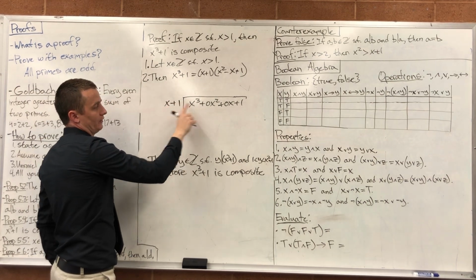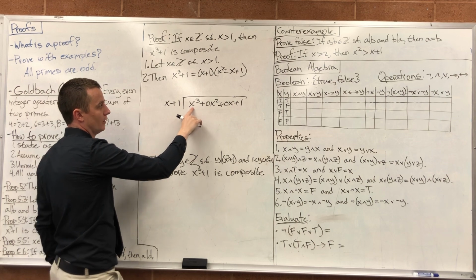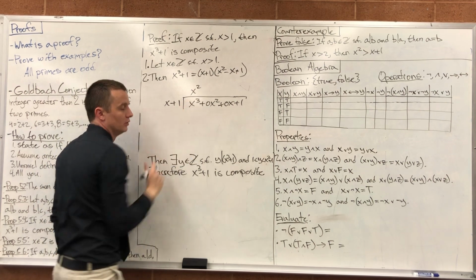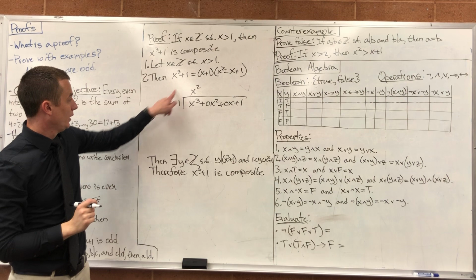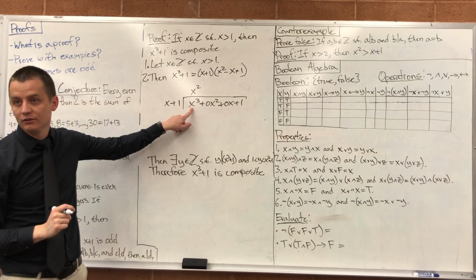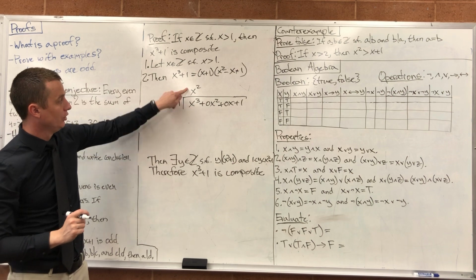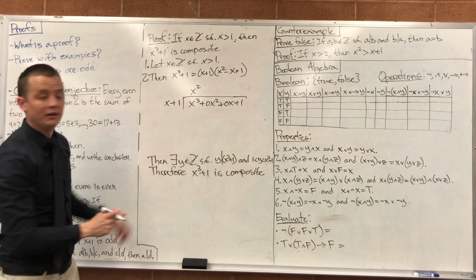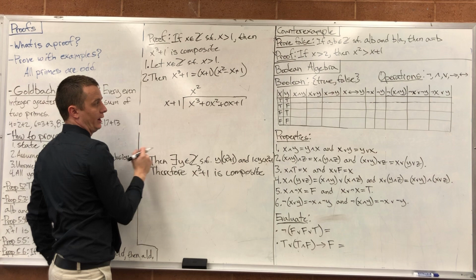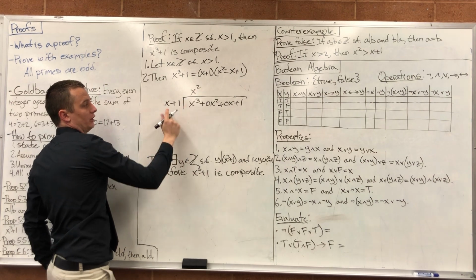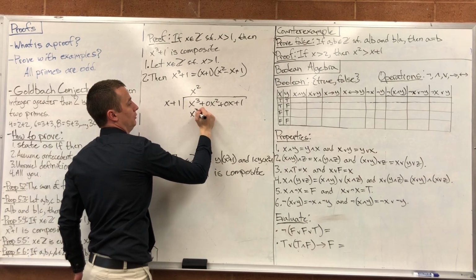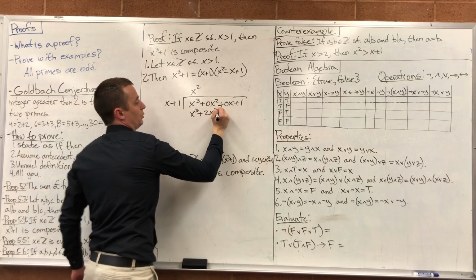How many times does x go into x cubed? x squared times, because x squared times x is x cubed. Now we're going to take that, multiply it by this, and subtract, the same way you do long division. x squared times x plus 1 gives us x cubed plus x squared. Right?